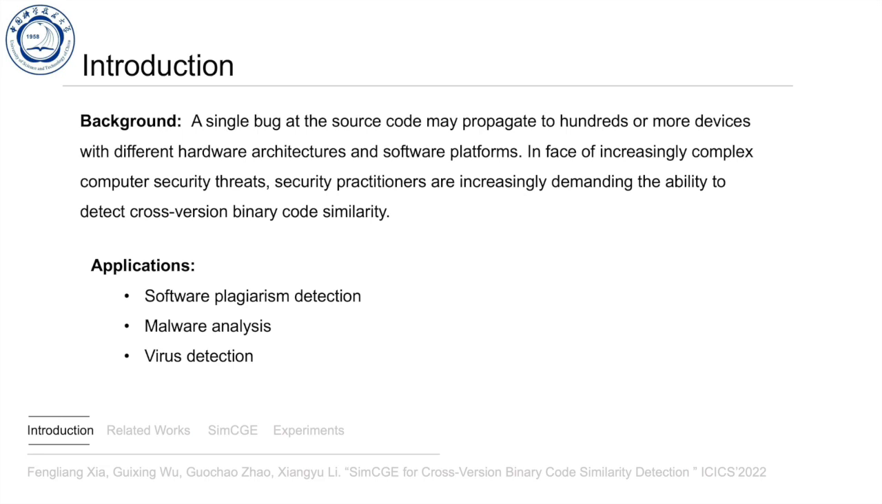A single bug in source code may propagate to hundreds or more devices with different hardware architectures and software platforms. In the face of increasingly complex computer security threats, security practitioners are increasingly demanding the ability to detect cross-version binary code similarity. Binary code similarity detection has many applications in the field of software security, such as software plagiarism detection, malware analysis, and virus detection. Improvement of BCSD capabilities is an urgent need in the security field.